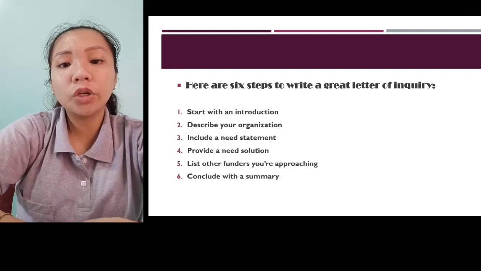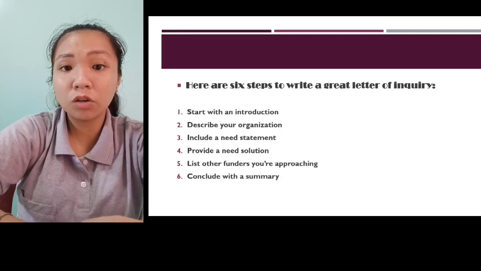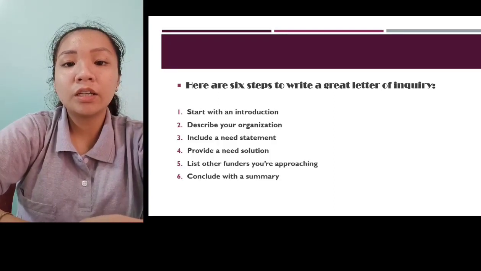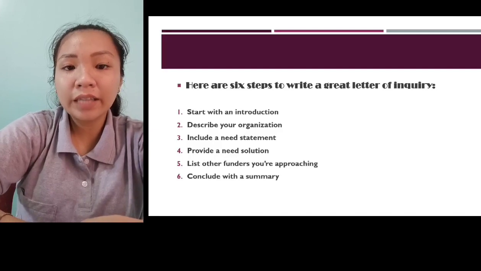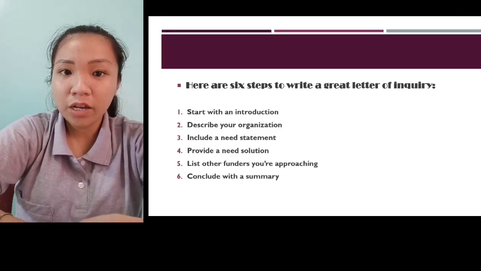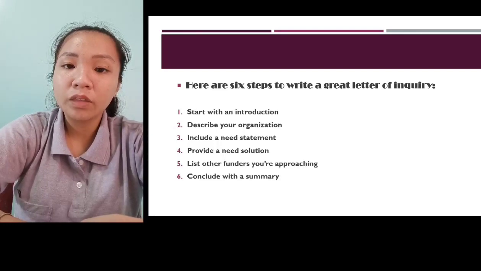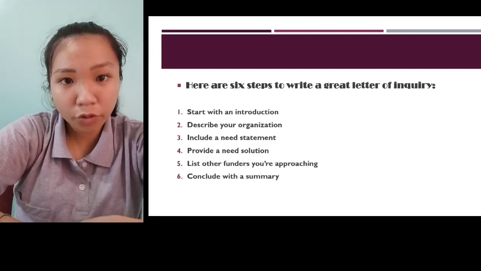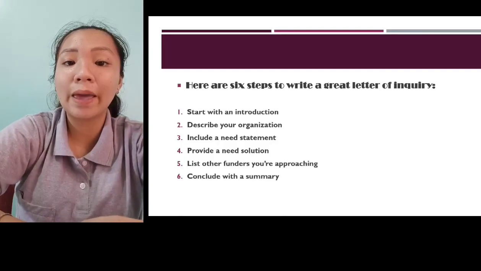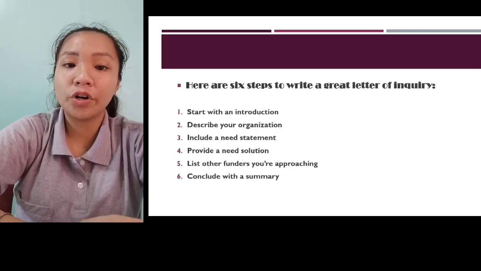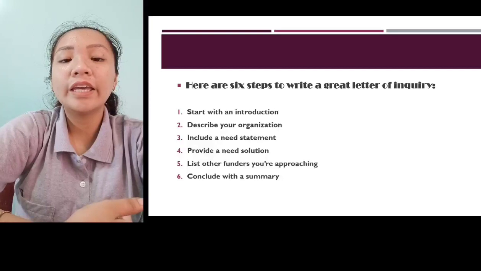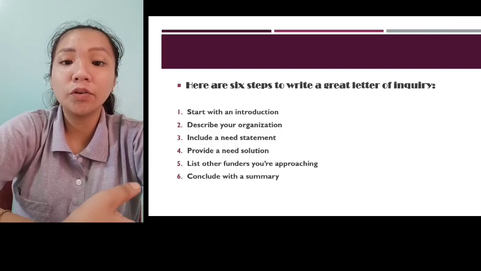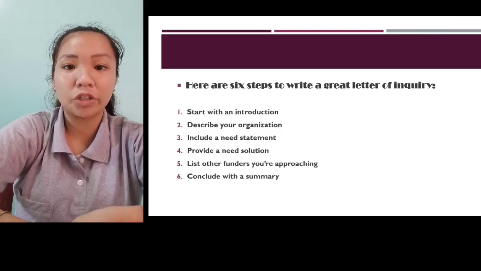Sixth is conclude with a summary. Finally, close your letter of inquiry with a brief summary in which you can restate the main points of your letter. Additionally, be sure to thank the recipient for their consideration and include your contact information if a funder has requested it at the end of your letter. And if the funder has requested any additional attachments, you can include them at the end of your letter.